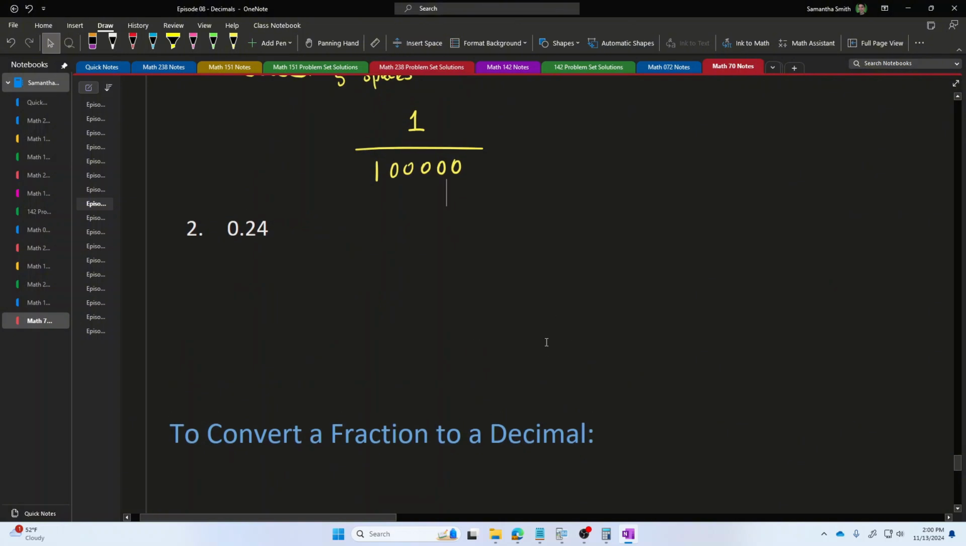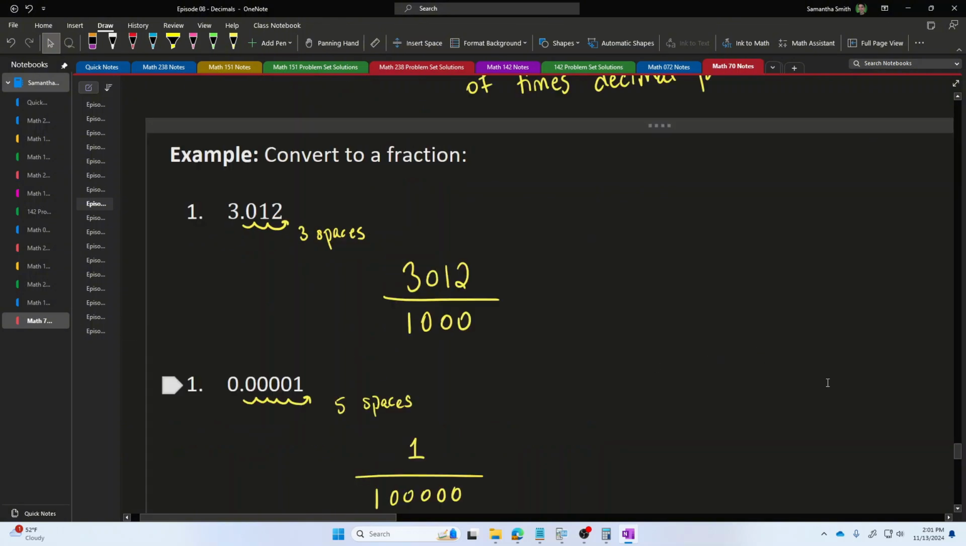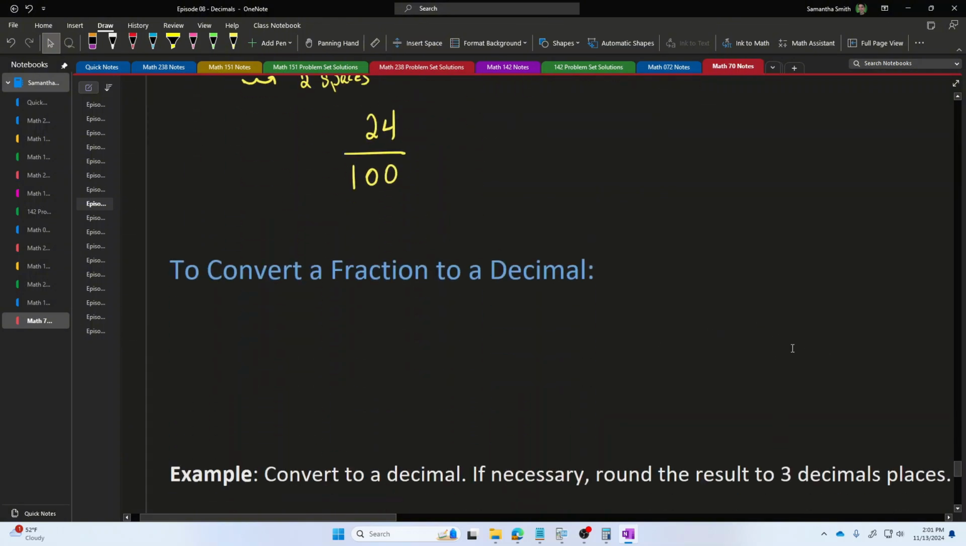And if I wanted to convert 0.24 to a fraction, then I would move that decimal place 2 spaces to the right, and then I would put the whole number 24 over 1 with 2 zeros. 24 over 100. If I started with a fraction and I wanted to change that to a decimal, what would I do?